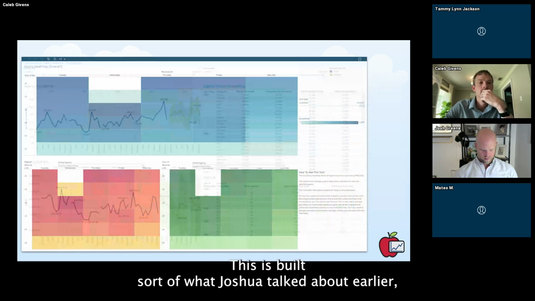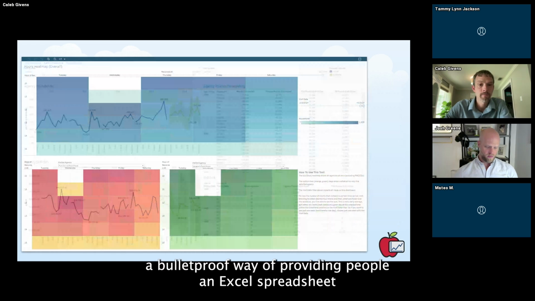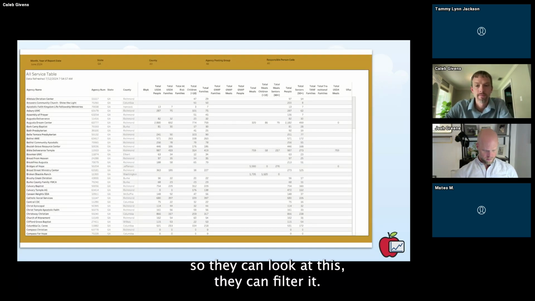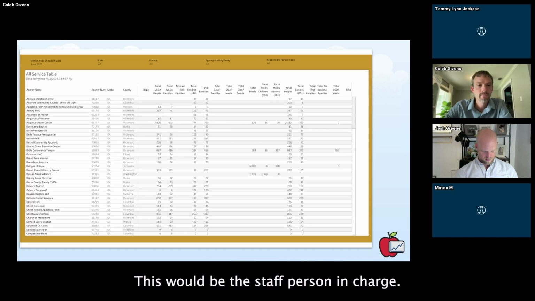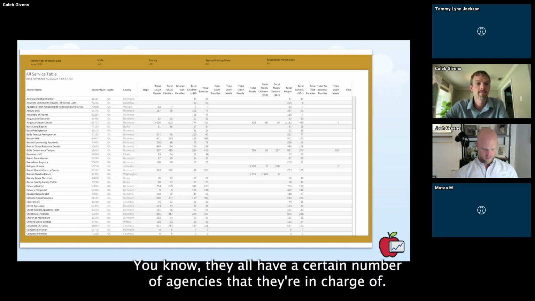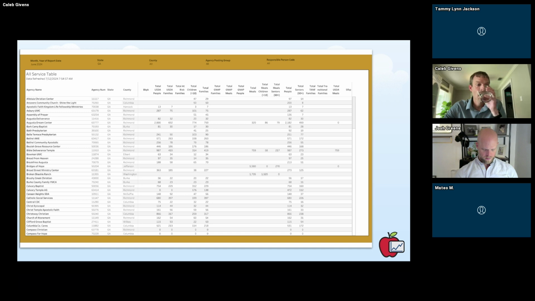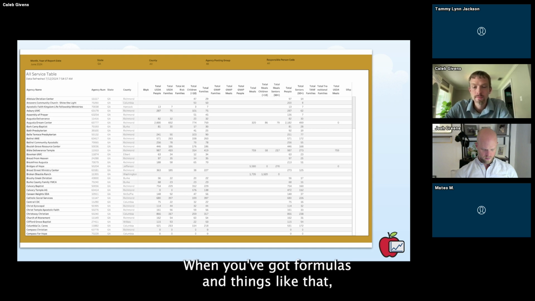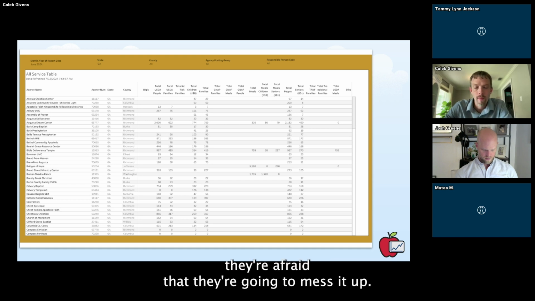This is built sort of like what Josh had talked about earlier, a bulletproof way of providing people an Excel spreadsheet. So they can look at this, they can filter it. One of the filters is responsible person code. This would be the staff person in charge. They all have a certain number of agencies that they're in charge of, so they could just filter on their agencies and then import it into Excel. Because some people are a little gun shy of Excel when you've got formulas and things like that. They're afraid that they're going to mess it up. And this way, as Josh said, it's bulletproof.